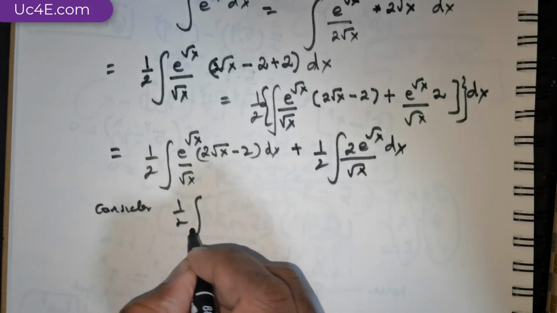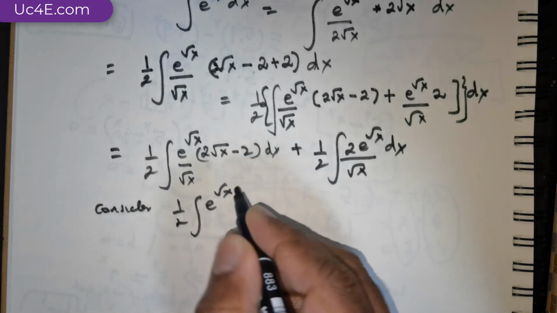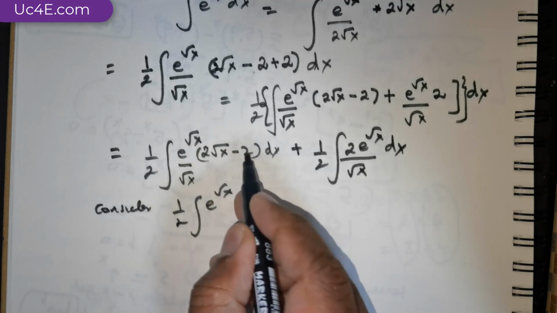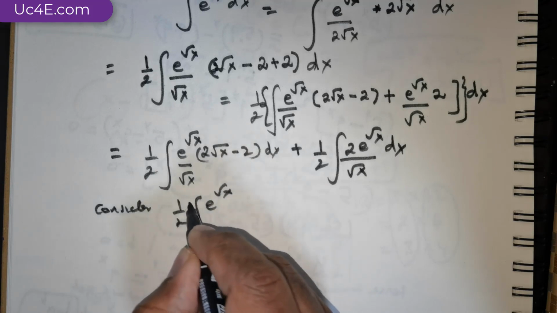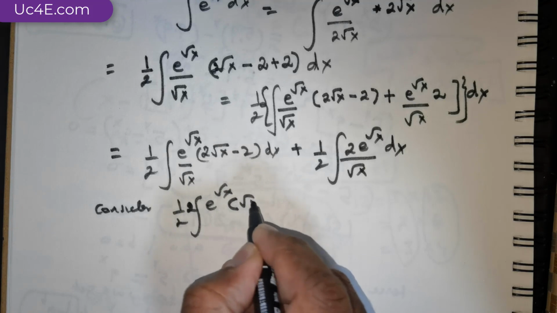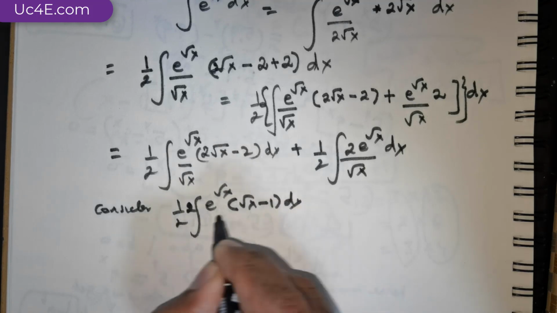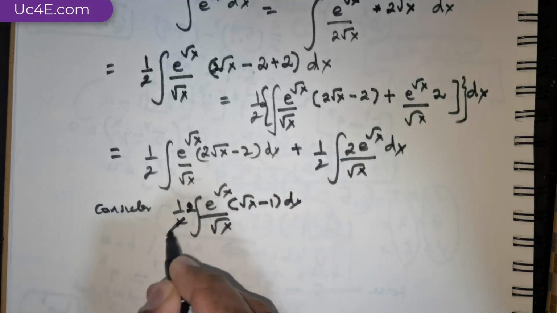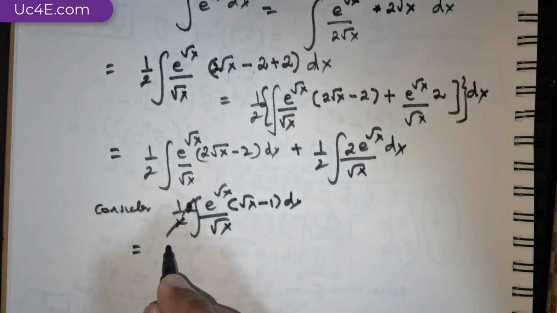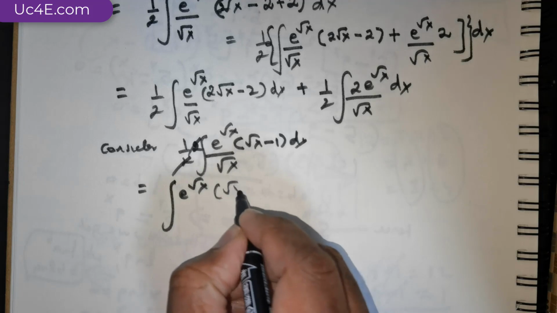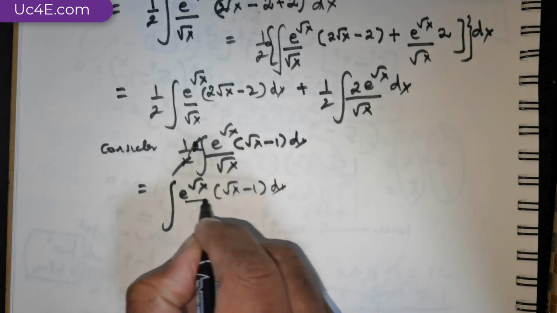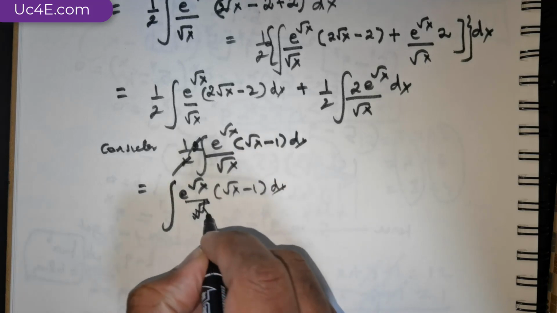Consider 1 over 2 times integral e raised to the power of root of x. Now 2 times root of x negative 2, I can take that 2 out. So let me place the 2 there: times root of x negative 1 times dx divided by root of x. Clearly 2 gets cancelled. So this is going to give me integral e raised to the power of root of x times root of x negative 1 times dx divided by, of course, that root of x there.